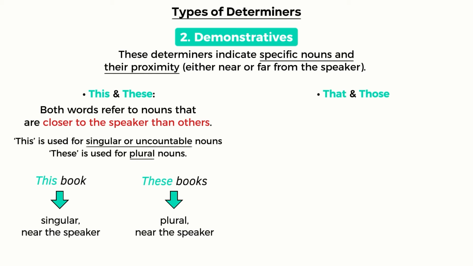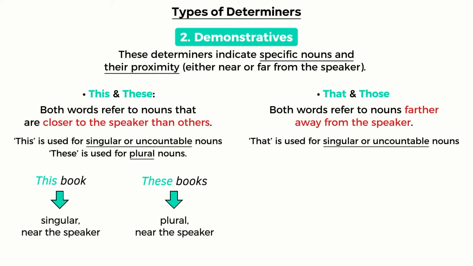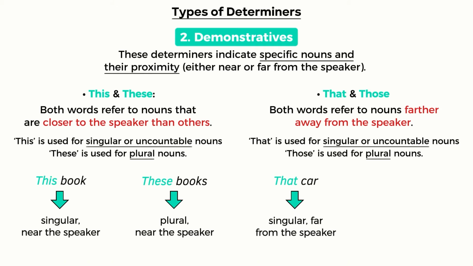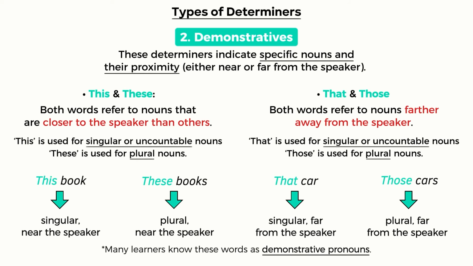That and those. Both words refer to nouns farther away from the speaker. That is used for singular or uncountable nouns. Those is used for plural nouns. Here are examples. That car, singular, far from the speaker. Those cars, plural, far from the speaker. Many learners know these words as demonstrative pronouns.